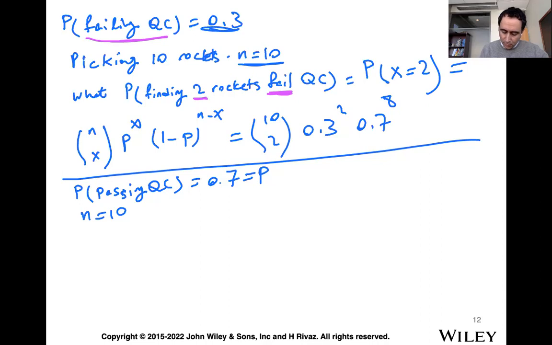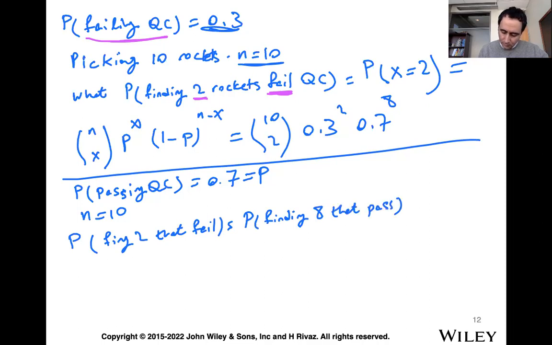In the new question, I'm going to write down that the probability of finding 2 that fail is equal to the probability of finding 8 that pass, right? Because finding 2 rockets that fail means that the eight remaining ones must pass. So this is equal to P of X equal to 8, and that's going to be the exact same equation, the equation of the binomial. I'm just going to plug in the numbers.